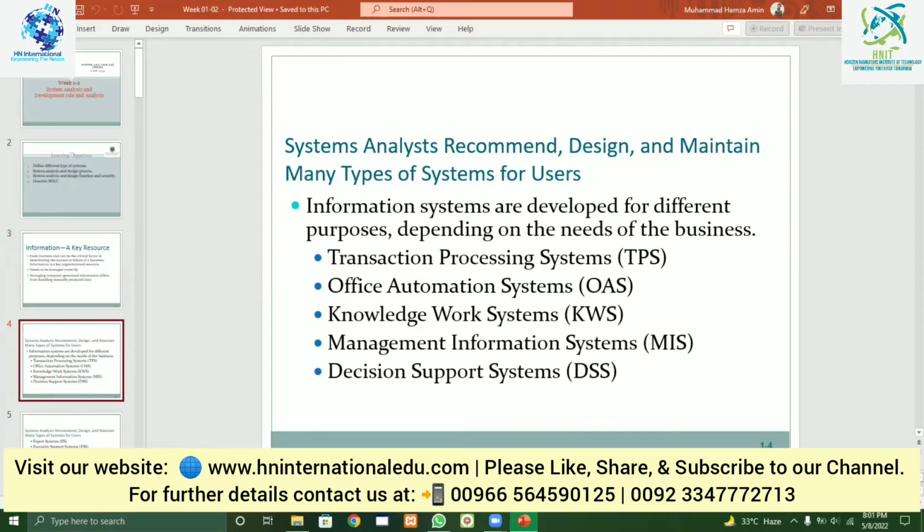These are easy points. Analysis, implement, design and maintain manufactured systems for users. Of course, I just support that information systems are developed for different purposes depending on the needs of the business. The five types are: transaction processing system, office automation system, knowledge work system, management information systems, and marketing support system.